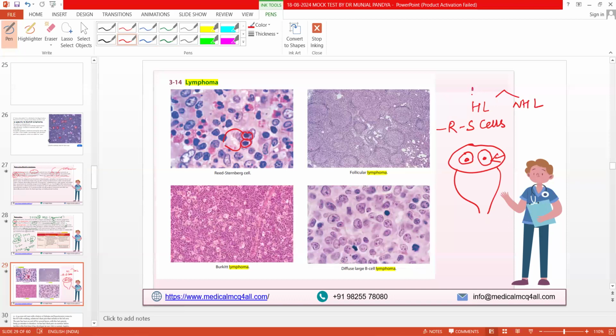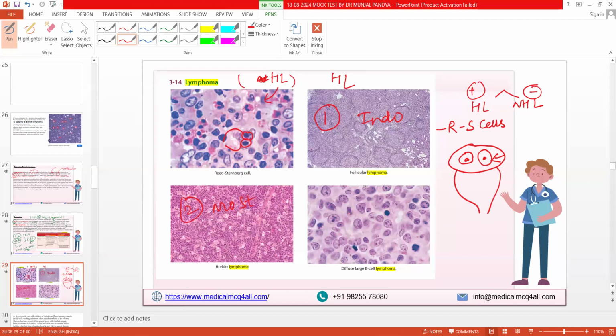So if it is present, it is Hodgkin's lymphoma. If it is absent, non-Hodgkin's lymphoma. This is the general classification. And all that we are discussing is non-Hodgkin's lymphoma, right? Reed Sternberg is in Hodgkin's lymphoma. And the rest of these three: this is follicular, this is indolent lymphoma, right? Aggressive, and most aggressive is this starry sky, right? This is Burkitt's lymphoma, most aggressive. And diffuse large lymphoma, diffuse, right? This is not diffuse. Their cells are very close.